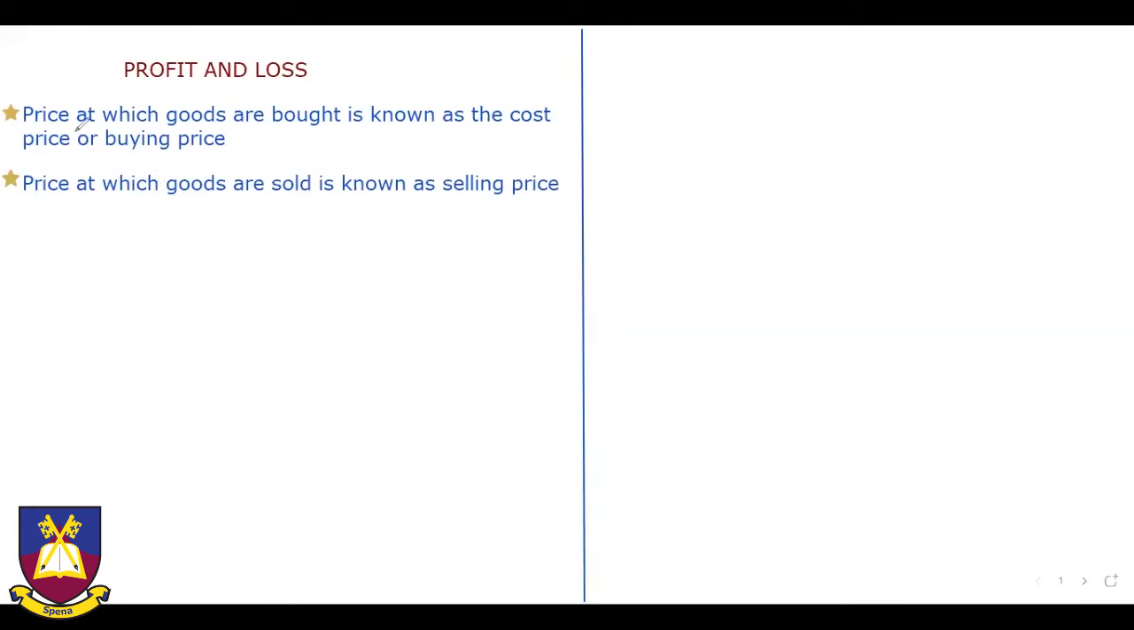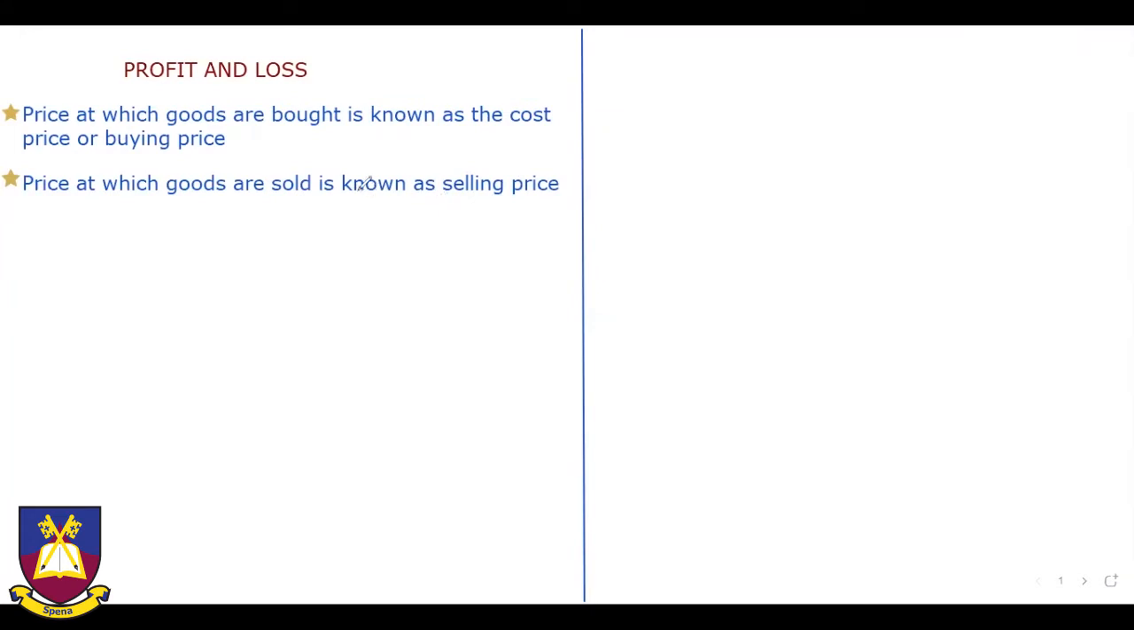In this lesson, we're going to look at profit and loss. First of all, we need to understand the meaning of the buying price and the selling price. The price at which goods are bought is what is known as the buying price. The other name is cost price. And the price at which goods are sold is what is known as selling price.